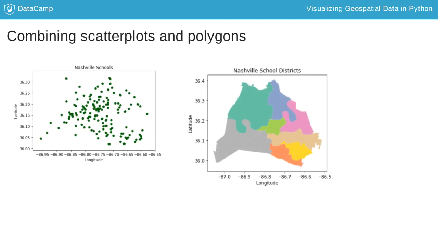Next, you'll learn how to combine a plot of points with a plot of polygons. Maps are created from visual layers, with each layer adding reference points and other cues that enhance the ability to get meaning from the map. Here we have a scatter plot of all Nashville public school locations on the left and a plot of school districts on the right. We can combine these plots to get more contextual meaning from the locations of schools with regard to school districts.